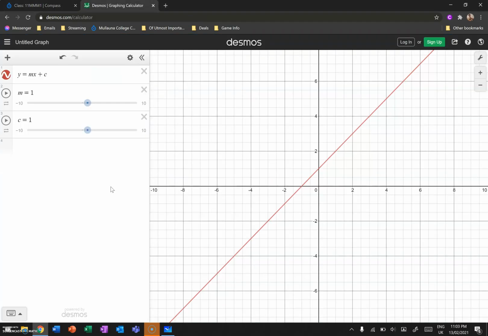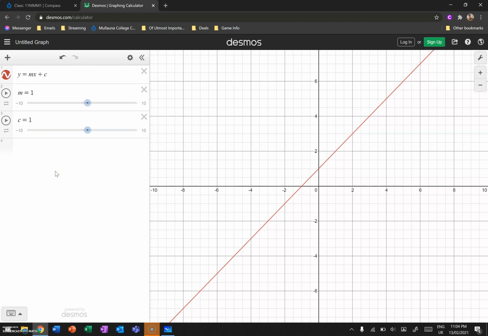So I've got this over here, my Desmos graphing calculator, just to show how those variables are related. I've got y equals mx plus c at the top. That's what this equation on the right-hand side is. You can see it's a linear equation, and on the left-hand side I've got m equals 1 and c equals 1. Now the question is, what happens as I change these values?